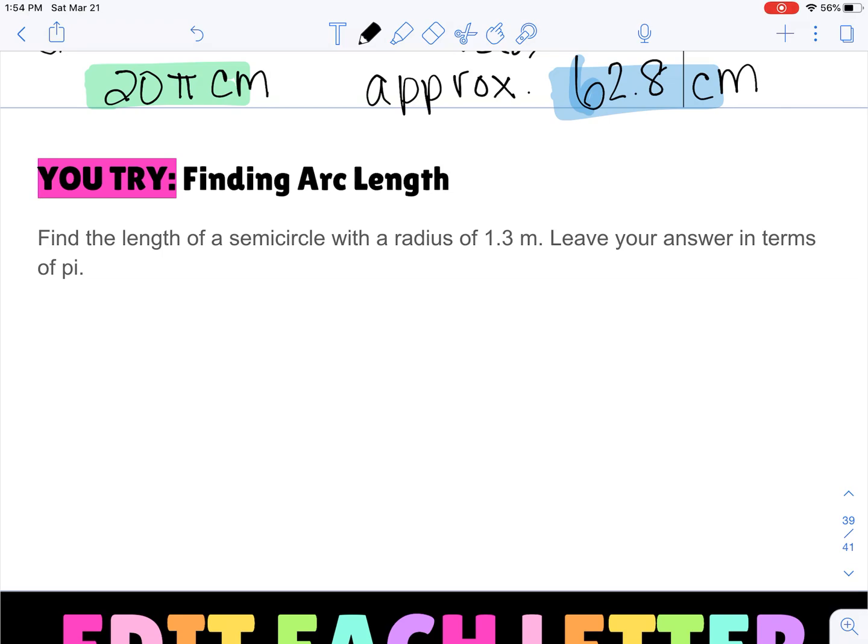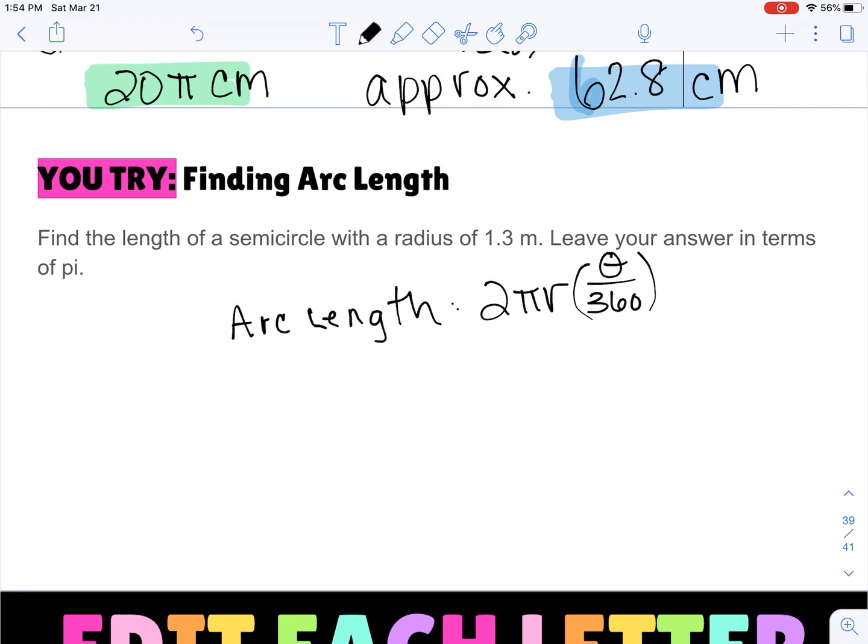Okay, so the first thing you want to start off with is your formula, which we know is 2 pi r times theta over 360. We need to know two things. We need to know what the radius is, and we need to know what the arc measure is. So the radius is 1.3.